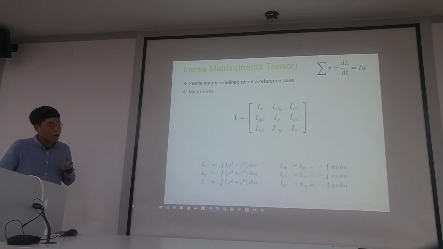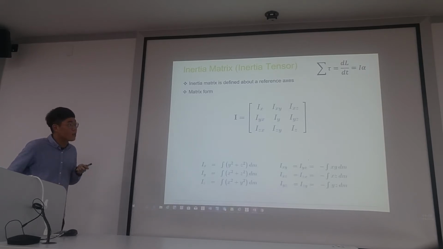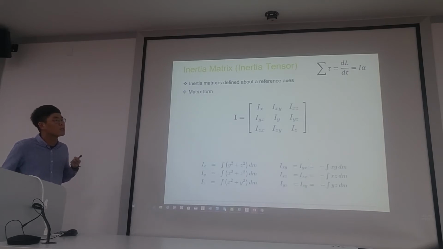As I mentioned before, the center of mass is representative of translational motion, and the inertia tensor represents the rotational motion of the system. However, there is a small difference: the inertia tensor is dependent on the coordinate system, whereas the center of mass and total mass are independent of the coordinate system.